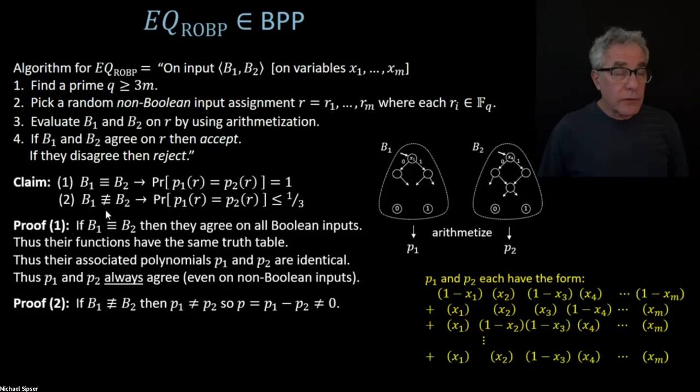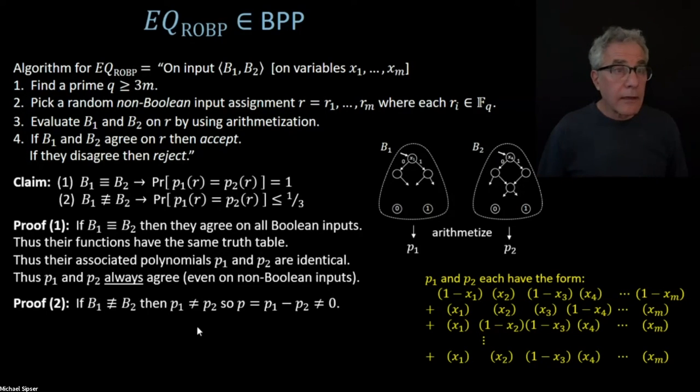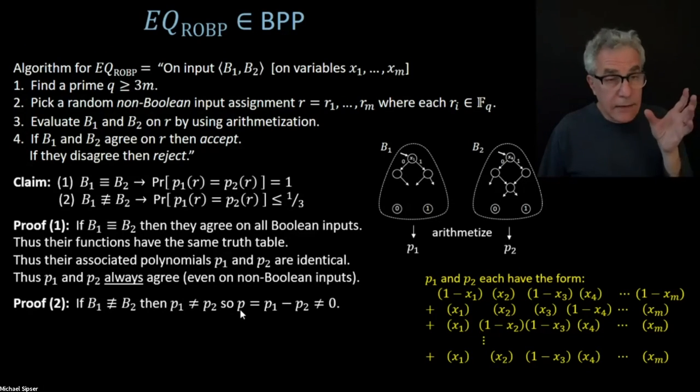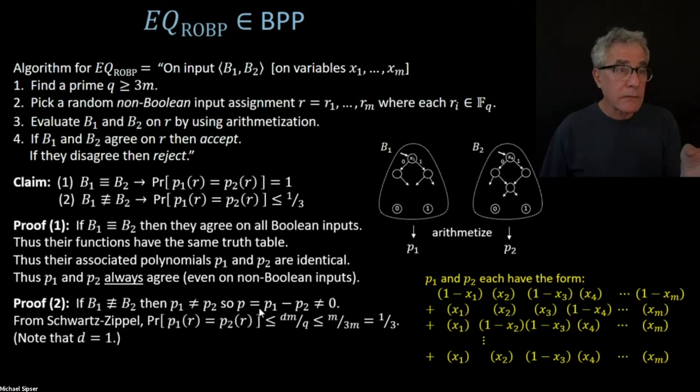Now for 2, if the branching programs differ somewhere, even in one place, well, you know the polynomials could not be the same. They have to be different polynomials because the polynomials include the behavior in the Boolean case as well as all the rest of the field. And now we're going to apply the Schwartz-Zippel lemma. We have two different polynomials. They can only agree in a relatively small number of places.